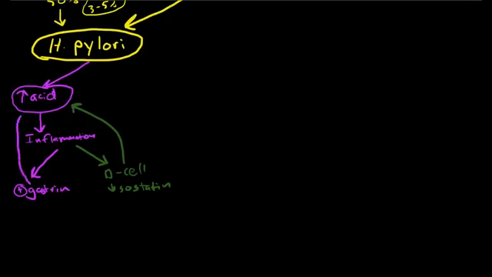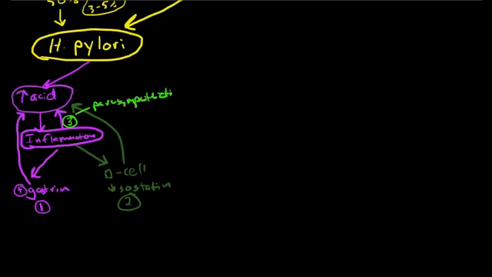And also the inflammation stimulates sort of this vagal response. It stimulates the parasympathetic nervous system, which causes more acetylcholine to be produced, and that also produces more acid. So we have more gastrin is 1, less somatostatin is 2, and direct stimulation of the parasympathetic nervous system would be 3. And it all ends up with more acid.